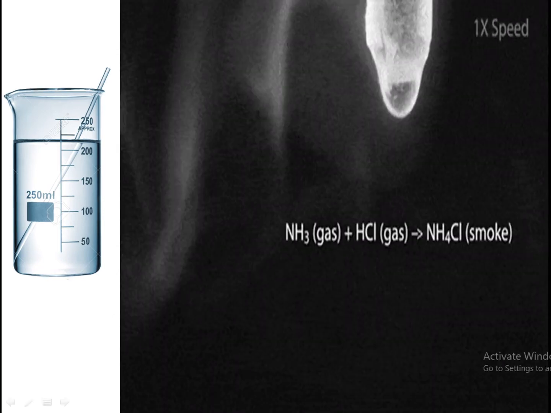So the chemical reaction here would be NH3, that is ammonia, plus HCl, that is hydrochloric acid, gives ammonium chloride, that is NH4Cl. So here also, if you look at the left and the right hand side, you will see you have two reactants on the left, that is ammonia and hydrochloric acid. And if you look at the right hand side, you have only one product, that is NH4Cl. So this is a first example of combination reaction.